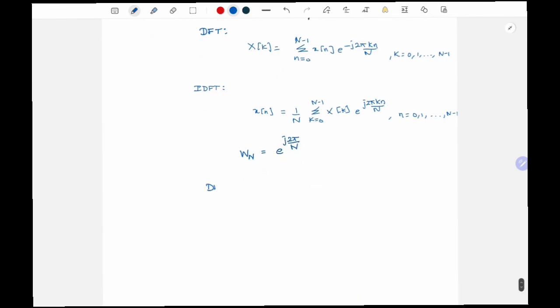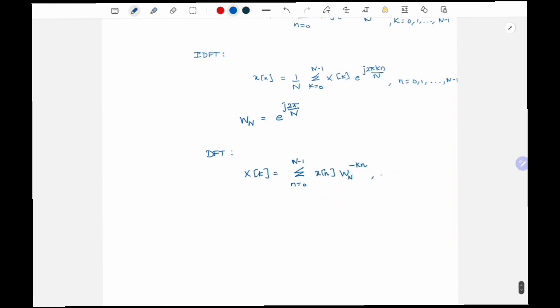Then DFT I can write it as summation n equal to 0 to N minus 1 x of n W_N power minus kn, and my k is equal to 0 to N minus 1, and my IDFT is nothing but x of n is equal to summation k equal to 0 to N minus 1. Of course you have 1 by N factor, and X of k, and this will be W_N power kn, and my n is equal to 0 to N minus 1.